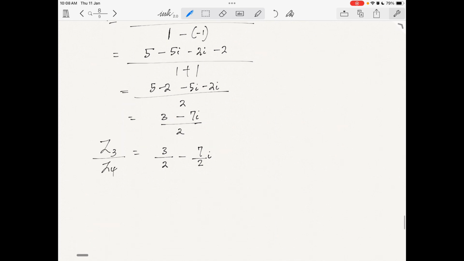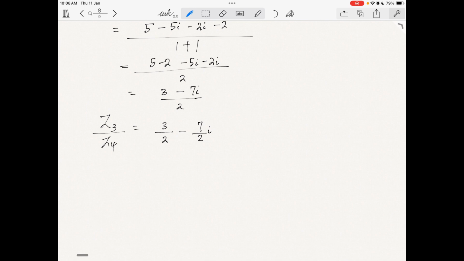Okay. Now, in a moment, we'll take another example. So take on Z2 divided by Z3. Okay. And you can pause the video right there and try and solve it before I go ahead.